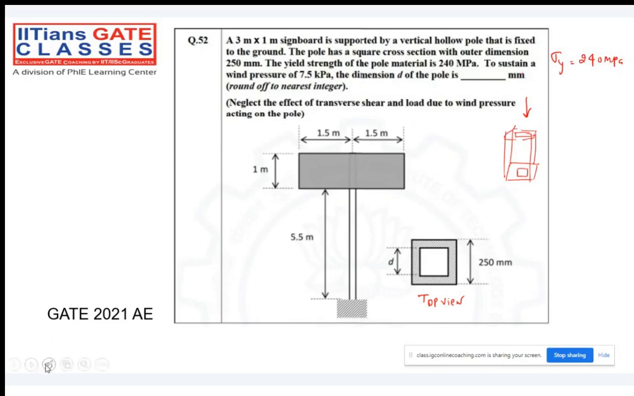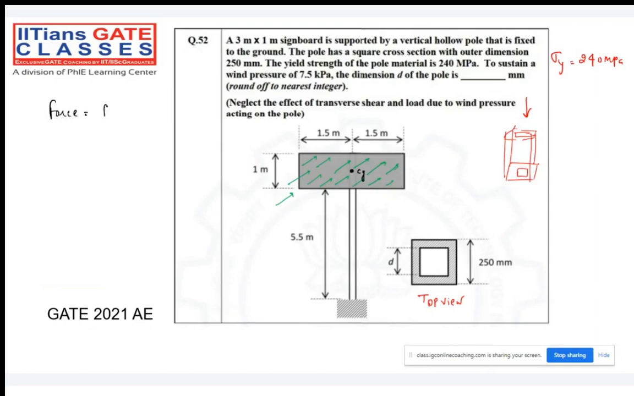Now, focus. When the wind pressure acts on this signboard, it will act like this, just like a uniformly distributed load. When it is acting like a uniformly distributed load, we know where exactly the centroid of the signboard is. The CG will be here, and that particular wind pressure will act on that centroid. So what is the force due to wind pressure?